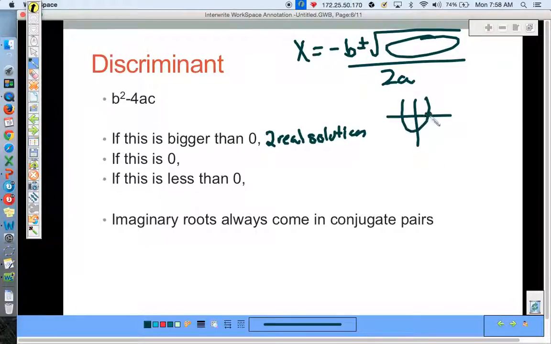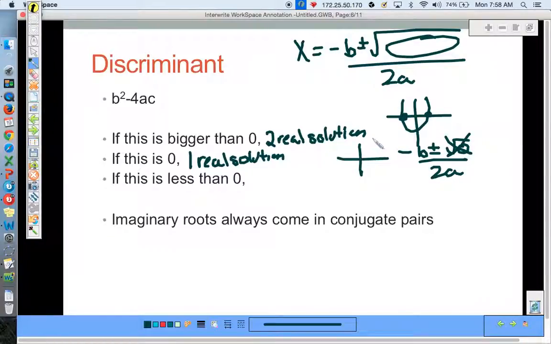So it ends up crossing the axis twice. If it equals 0, there's only one real solution. Because when you think about it, then we have negative b plus or minus the square root of 0 all over 2a. So that doesn't matter. We don't have the plus or minus, so it's just 1. And that's where it's called that double root. It just hits it once.